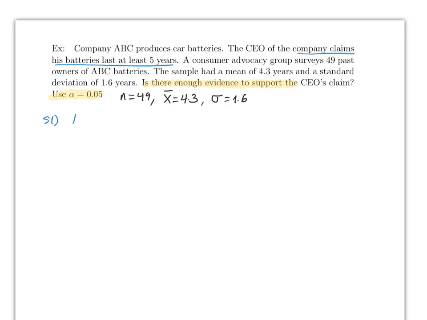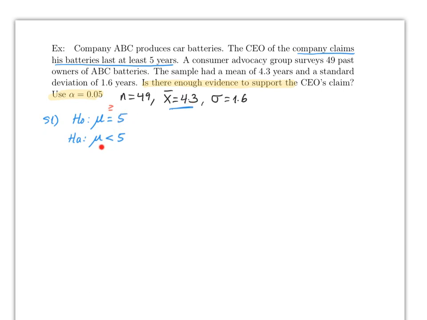The CEO is claiming that the average battery lasts 5 years. Actually, he or she is claiming that it's more than 5 years. But based on the sample, 4.3 is less than what the person is claiming. So therefore, you are suspecting that it should be less than 5. You are not trying to prove that it's 4.3. You're just trying to disprove the claim that is 5 or more.